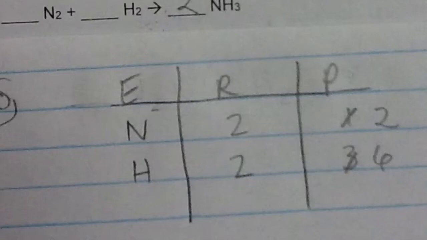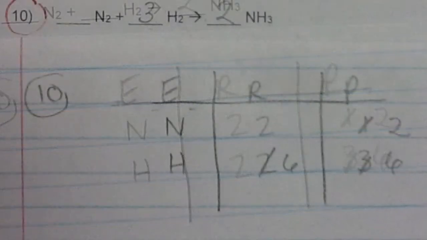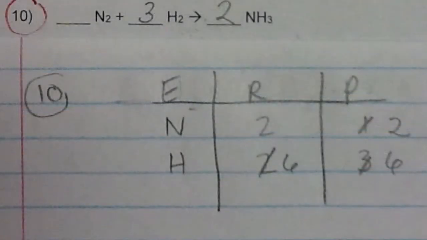If I add the coefficient 2 in front of the NH3 on the product side, I bring my nitrogen count up to 2 on the product side and my hydrogen count to 6. If I change the coefficient in front of the hydrogen molecule on the reactant side to 3, now I have 6 reactant hydrogen and the equation is balanced.